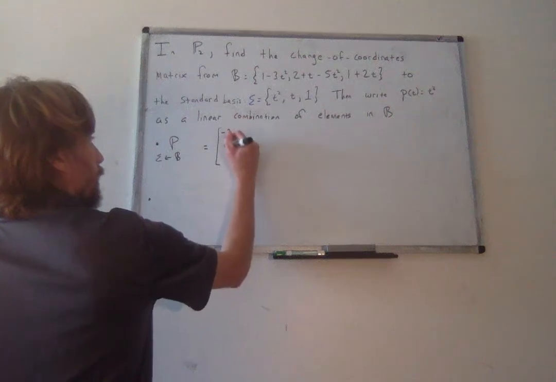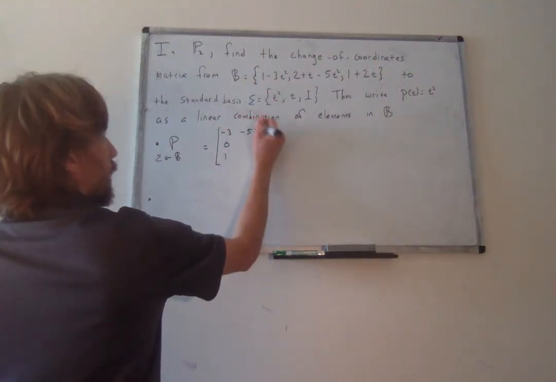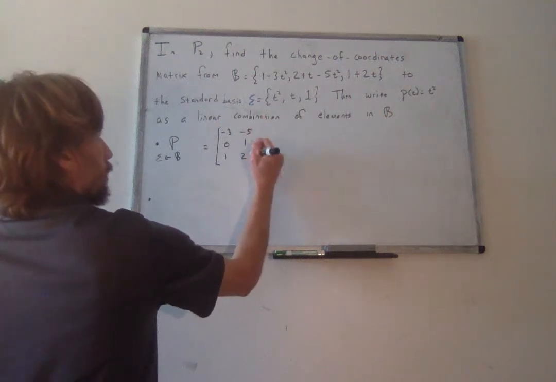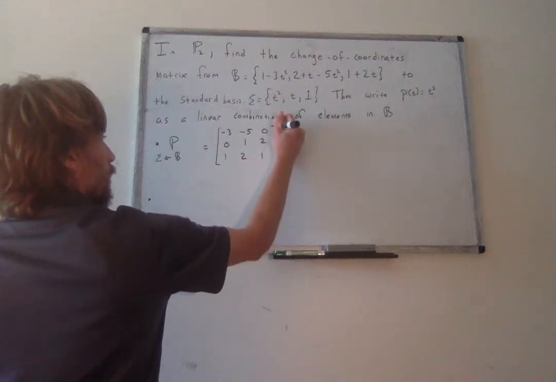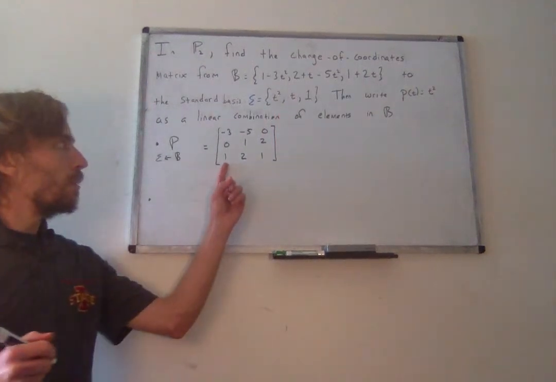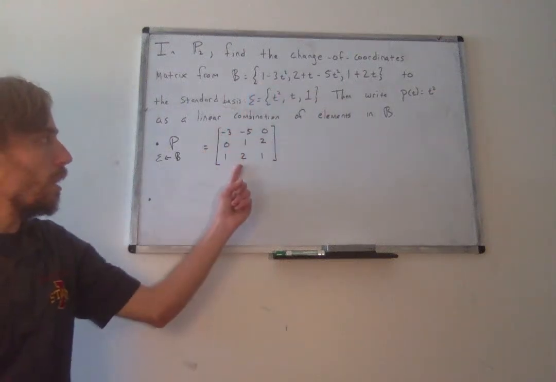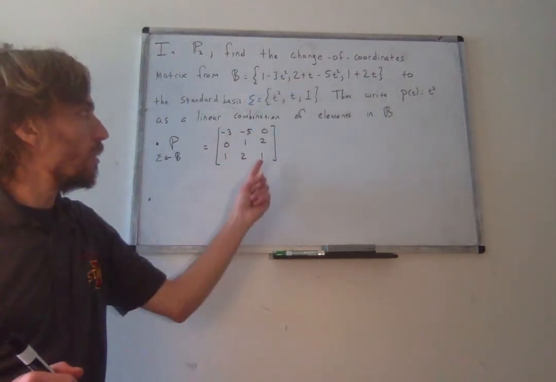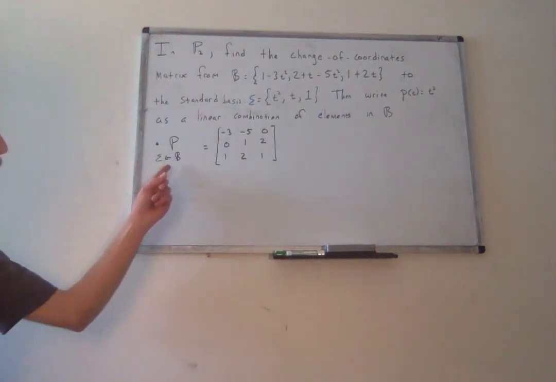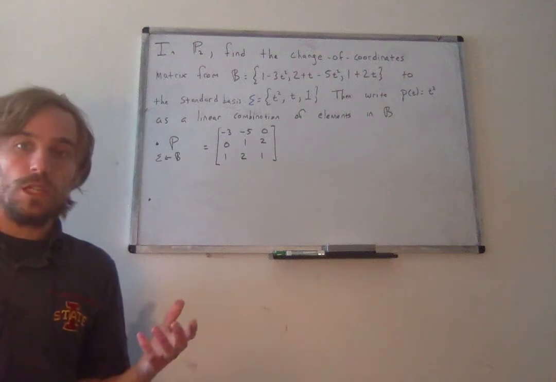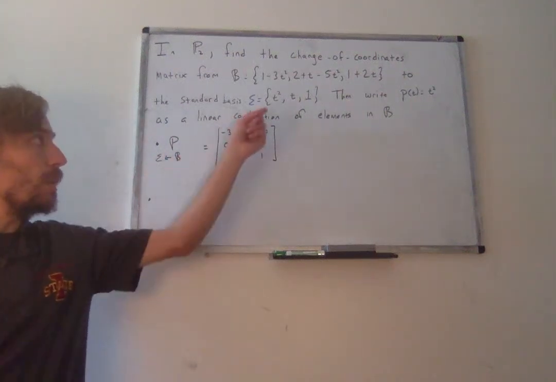Notice we can express each of these basis vectors as a column in this change of basis matrix. So this is the column vector representing my first basis vector, the column vector representing my second basis vector, and the column vector representing my third basis vector. And as we've learned, this is just the change of basis matrix from non-standard basis B to standard basis E.